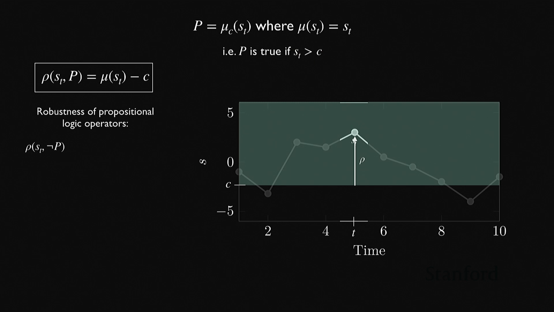What if we want to know the robustness of not P? Nothing super crazy happens here. We're just looking at the opposite property now. So we just flip everything over, and we say that the robustness of not P is the negative robustness of P.